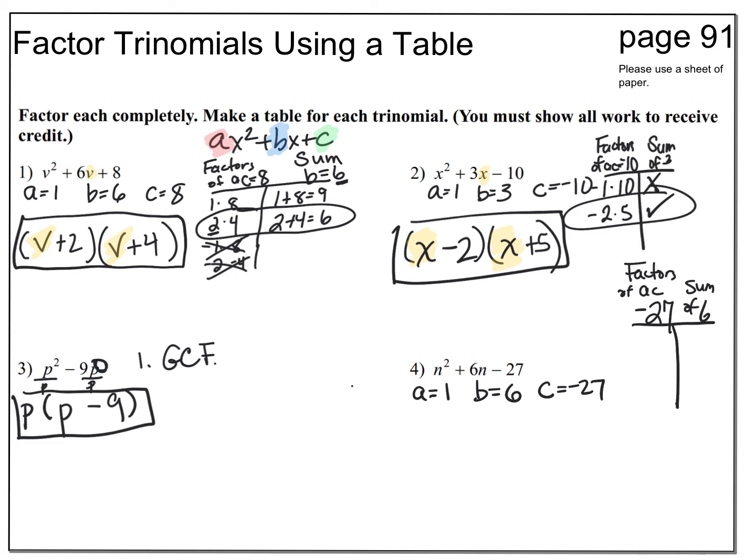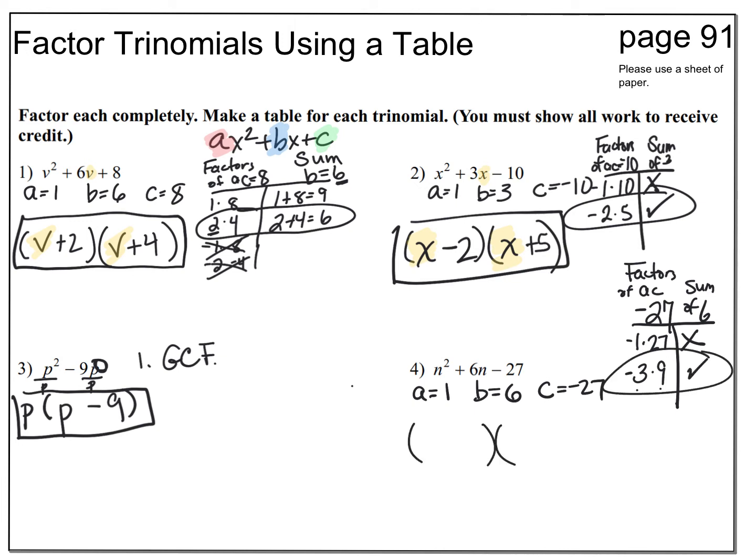So factors of negative 27. Let me just do factors of 27 first. 1 times 27, 3 times 9, and I believe that's all. If I want a positive sum, then my smaller number is going to be negative. Negative 1 times 27 is negative 27, but negative 1 plus 27 is not 6, so it's not the first one. Negative 3 times 9 is negative 27, and negative 3 plus 9 is 6. So that's the one I want.